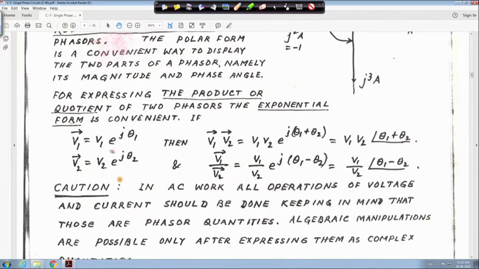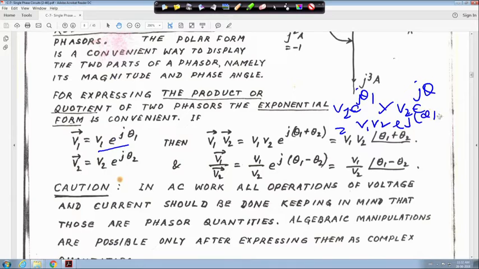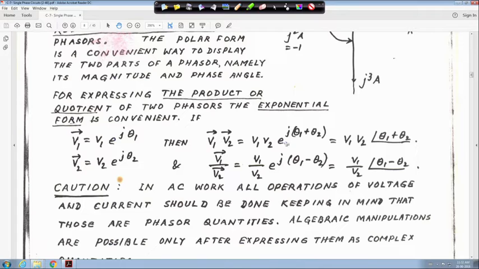So here suppose V1 is taken as V1 e to the power j theta 1, and V2 is V2 e to the power j theta 2. If you multiply this, it is V1 e to the power j theta 1 into V2 e to the power j theta 2. So actually it is V1 V2 and then e to the power j theta 1 plus theta 2. That is what is written here. This can be written as V1 V2 angle theta 1 plus theta 2. That means any angle theta can be written as e to the power j theta.